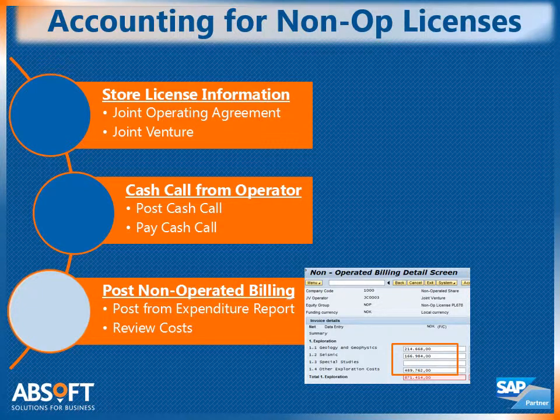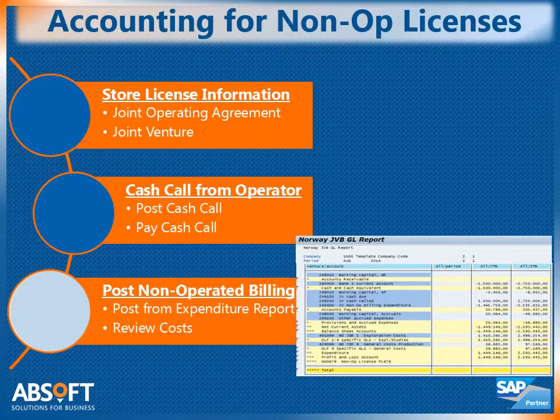This means that as soon as the billing is posted, the values are visible on reports run against the license, with costs shown in the desired internal reporting structure without any further mapping or reposting required.